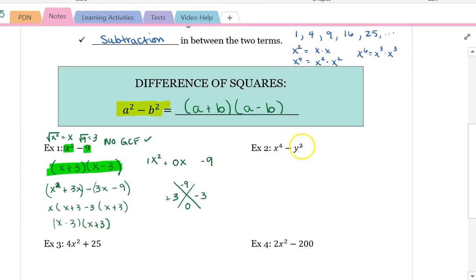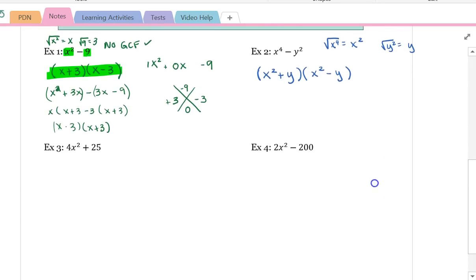Okay, and I look at y squared, that's essentially the same as an x squared. It's just replaced with a y. I don't have a GCF other than 1. So if I'm taking the square root of x to the 4th, that's x to the 2nd. If I'm taking the square root of y squared, that's y. So a plus b, x squared plus y, a minus b, x squared minus y. Final answer.